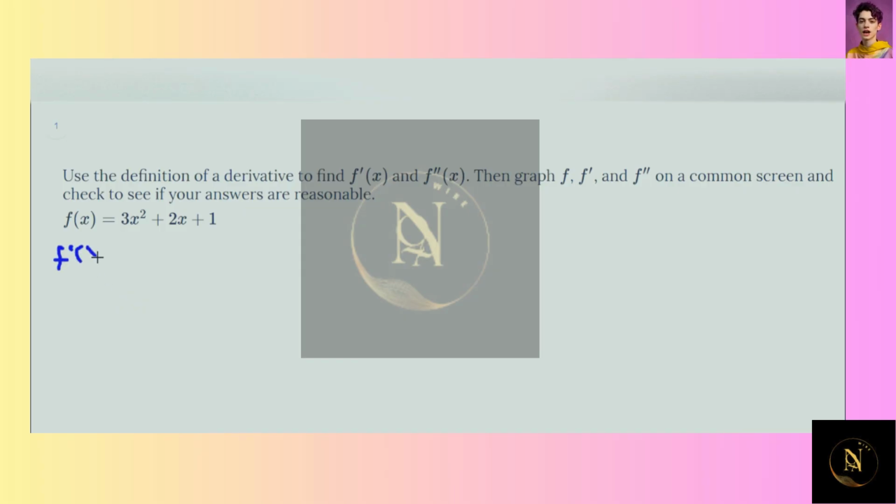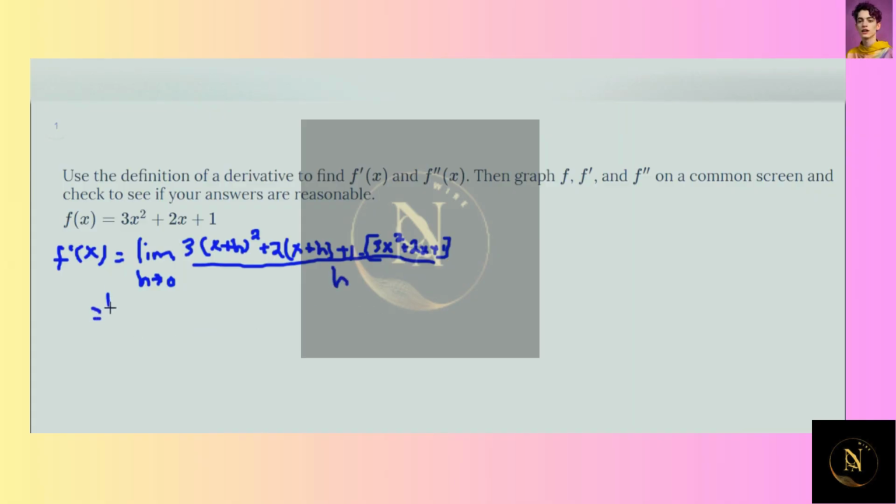This is defined as the limit as h approaches 0 of this function evaluated at x plus h, so 3 times the quantity x plus h squared plus 2 times the quantity x plus h plus 1, minus the function by itself, 3x squared plus 2x plus 1. Okay, and this is all divided by h.